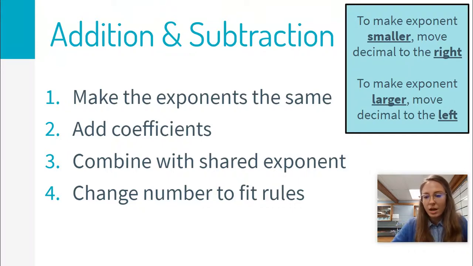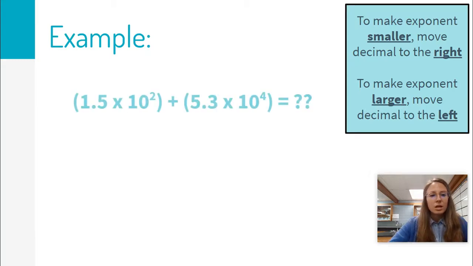Okay, so let's try an example problem. I'm going to keep that blue box up on the screen because that's going to be very helpful. So my example problem, I have 1.5 times 10 to the 2nd plus 5.3 times 10 to the 4th. The first step was that we need to change the exponents to be the same. So we're going to pick one of those numbers and we are going to change it so that the exponent matches that of the other number.